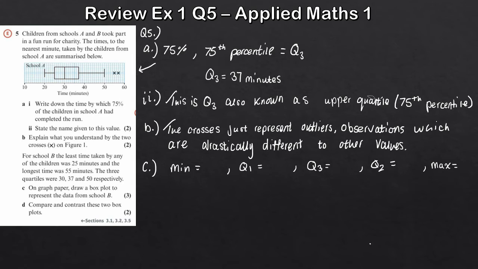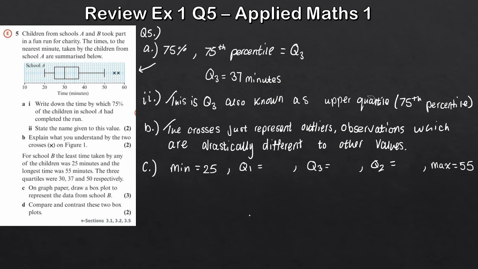Okay. Now sometimes they might be a bit fiddly here. They might give you, for example, the max, and they might tell you the range, so then you'd have to work out the minimum yourself. For this one, they've been quite generous. They've just given us everything that we actually need. So the minimum, so the least time taken by any of the children was 25, so that's the minimum. The longest time was 55, so that's our maximum.